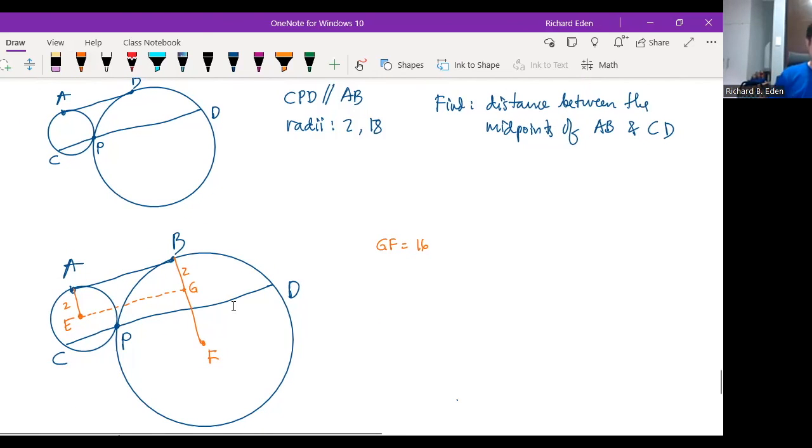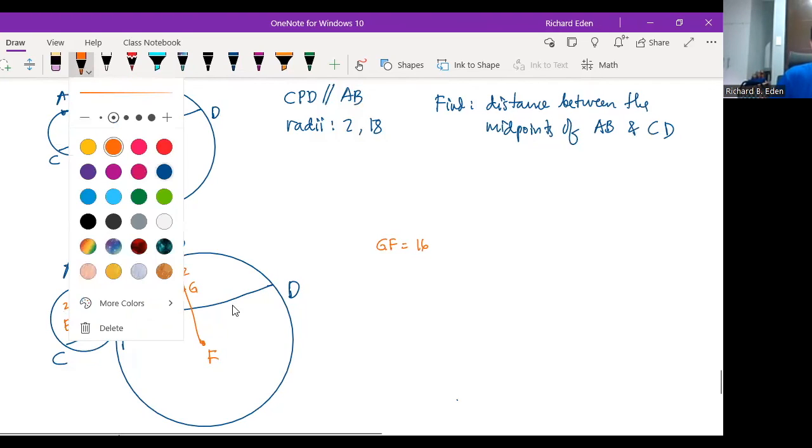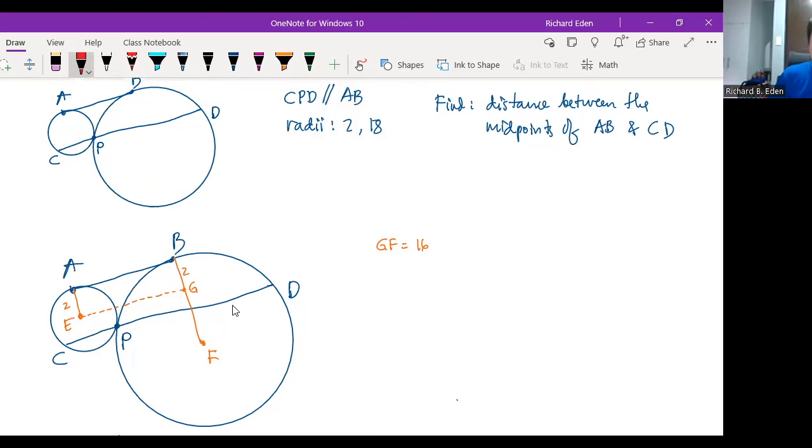What we are interested in figuring out is the distance between the midpoints. Now AB, let's say this is the midpoint. Let's call it M. As for CD, the midpoint of CD should be somewhere there on the bigger circle. So let's say it's somewhere here. Let's call it N. So we're interested in MN. MN is what we want to find.